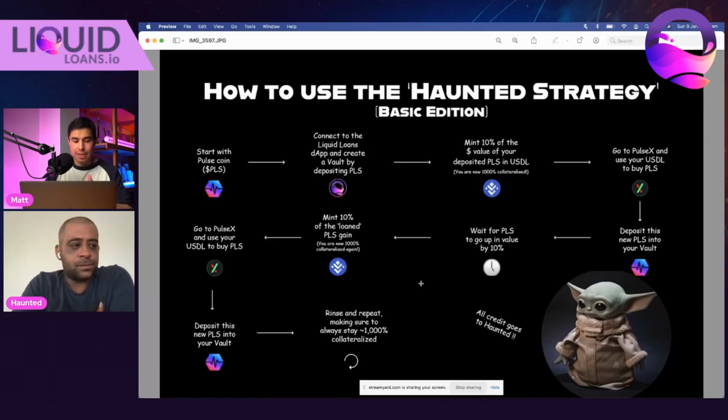This is really good, laid out step by step: start with the Pulse in your wallet, either from the sacrifice phase or from buying it on a DEX. Go over to liquidloans.io, connect to the DApp, mint yourself, and just going through it laid out step by step like that. So thanks a lot for this. This is great.